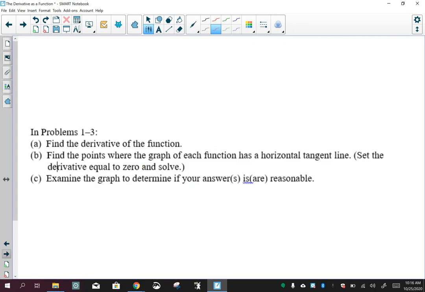More examples. So problems 1 through 3. Find the derivative of the function. Find the points where the graph of each function has a horizontal tangent line. And examine the graph to determine if your answers are reasonable.